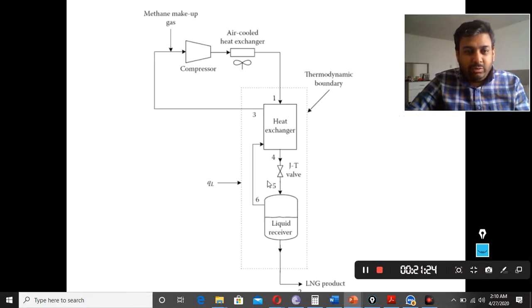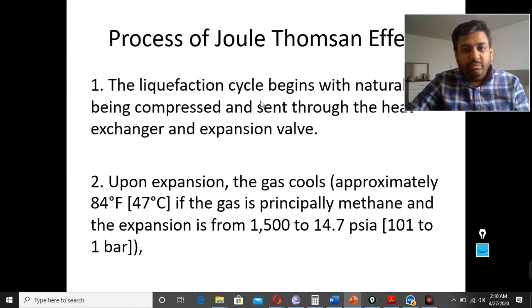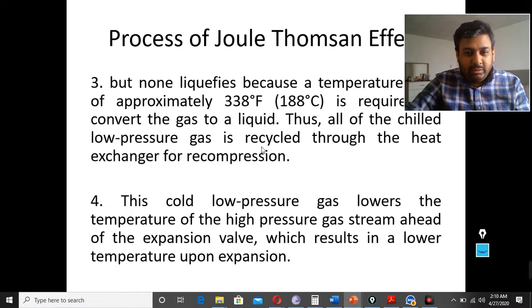Now let's look at the process. We have 6 steps here, numbers 1, 3, 4, 5, 6. So let's look at it. What's going on? Number 1, the liquefaction cycle begins with the natural gas being compressed and sent through the heat exchanger.